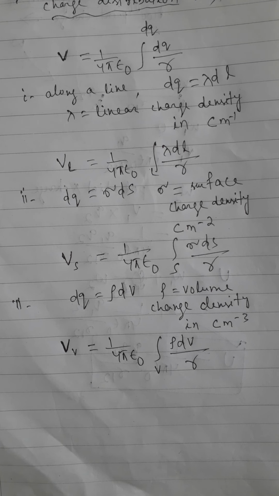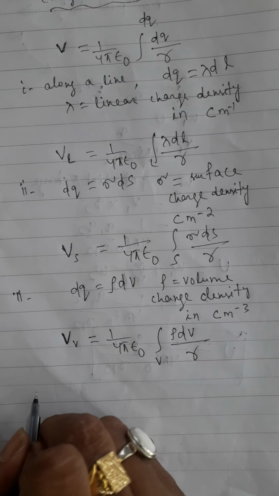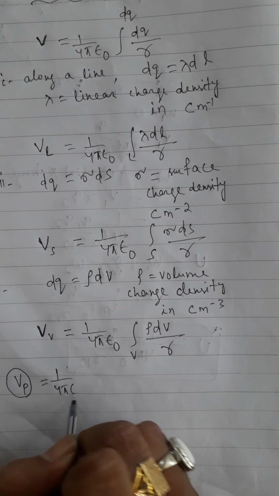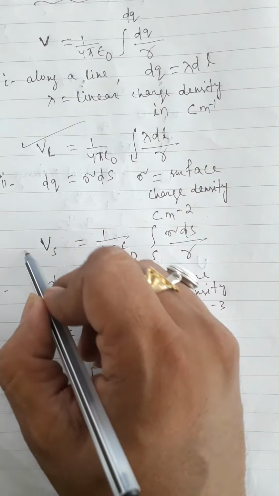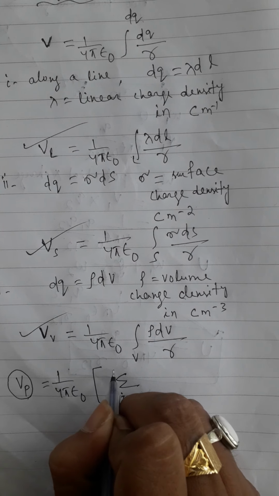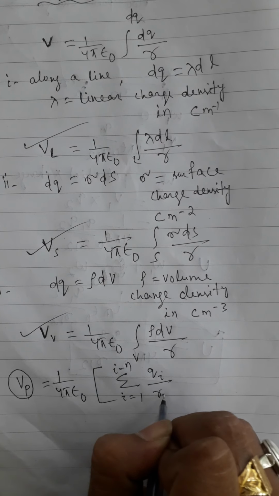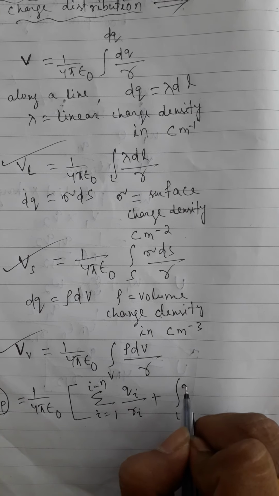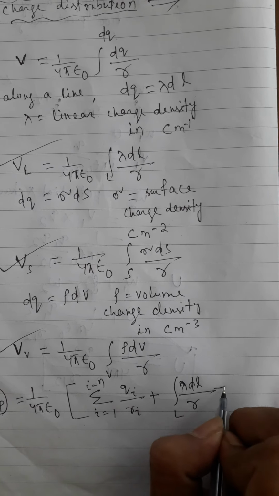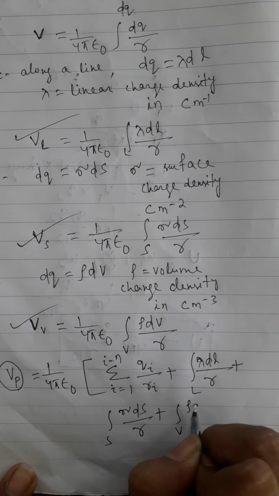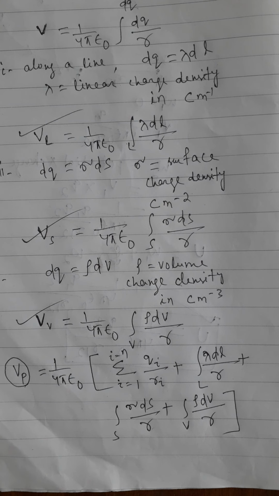So the net potential at point P due to a group of discrete point charges and the three types of continuous charge distribution is given by Vp, the potential at point P, equal to 1 by 4 pi epsilon r, taking it common, and adding these three: the sum from i equal to 1 to n of qi divided by ri, plus the integral from 0 to L of lambda dl divided by r, plus the integral over S of sigma ds divided by r, plus the integral over V of rho dv divided by r. This is the net potential at point P.